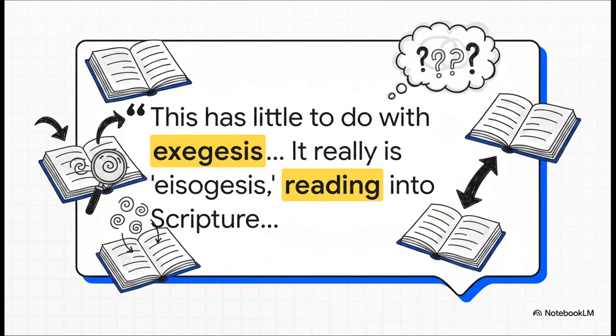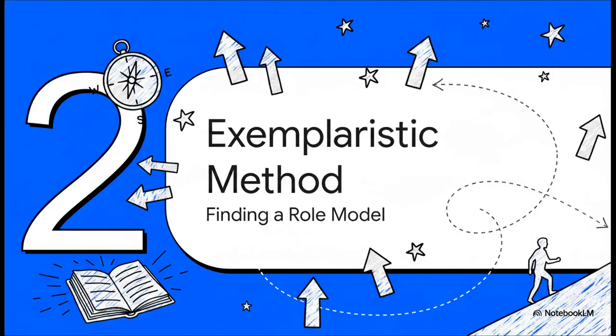As Dr. Vannoy points out, this isn't really exegesis, which means drawing the intended meaning out of the text. It's actually eisegesis, which is when you read your own ideas into the text. You might be finding some interesting truths, but are they the truths that this specific story was meant to teach? So if allegory can kind of lead us off track, what about a more common sense approach?